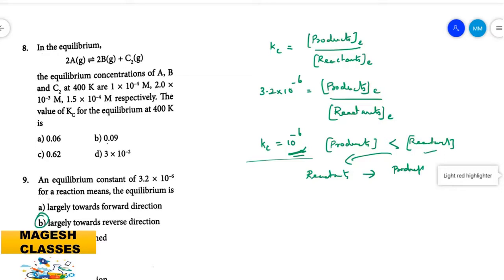Suppose the equilibrium constant is greater than 1. It means it favors the reaction in the forward direction.